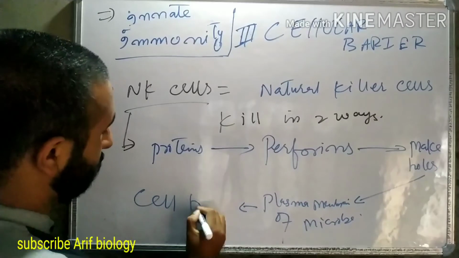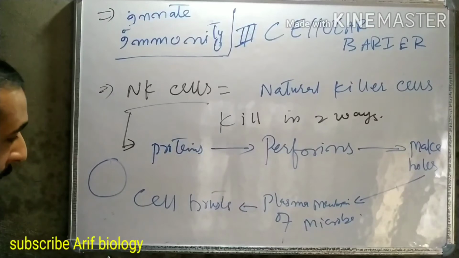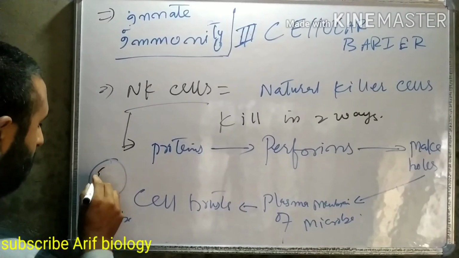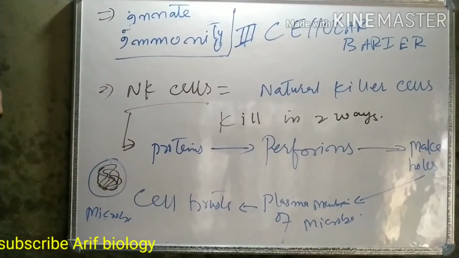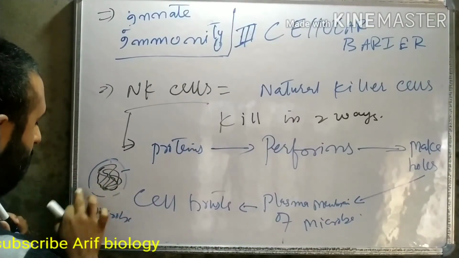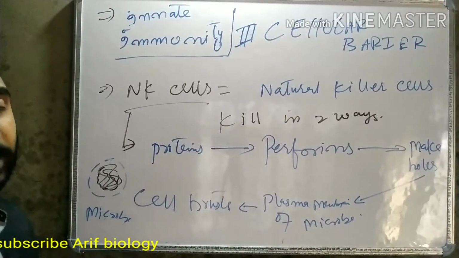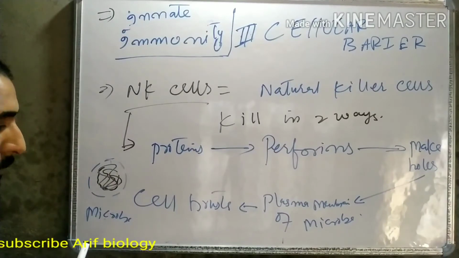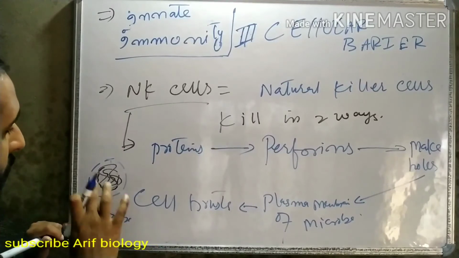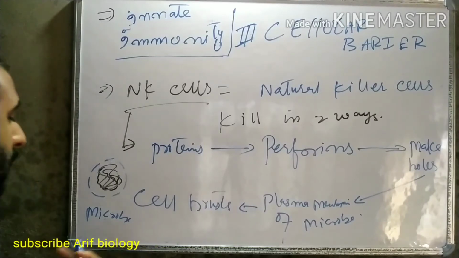The cell bursts. When the cell bursts, this is the cell, this is the microbe. This is the cytoplasm of the microbe. So these porphyrins make pores in the cell. When pores occur in some organism, it is most tough for it to live. Okay? When pores form in an organism, it becomes difficult for that organism to stay alive. So what happens?